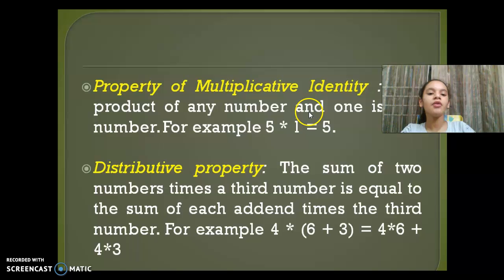Next is property of multiplicative identity. The product of any number and 1 is that number. It means that if we multiply any number with 1, the answer will be that number itself.